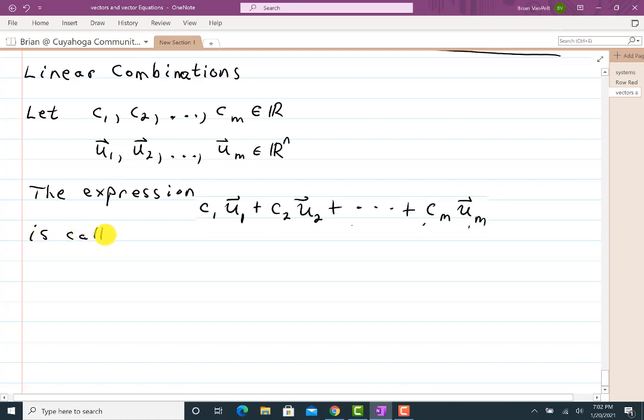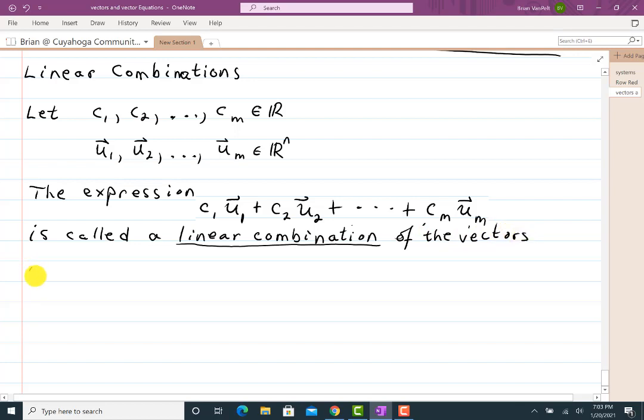is called a linear combination of the vectors U1 up to Um. I gotta be careful. A lot of times I gotta watch because I'm using the N for the number of components, and M is the number of vectors. A lot of times I'll swap them and that will of course ruin whatever I'm trying to say.